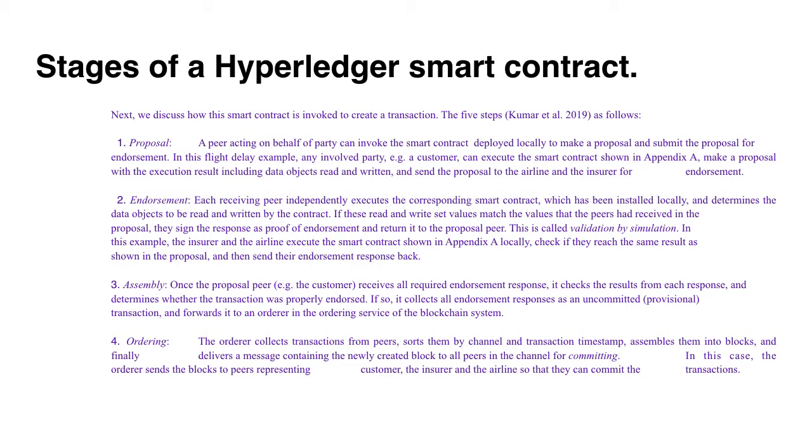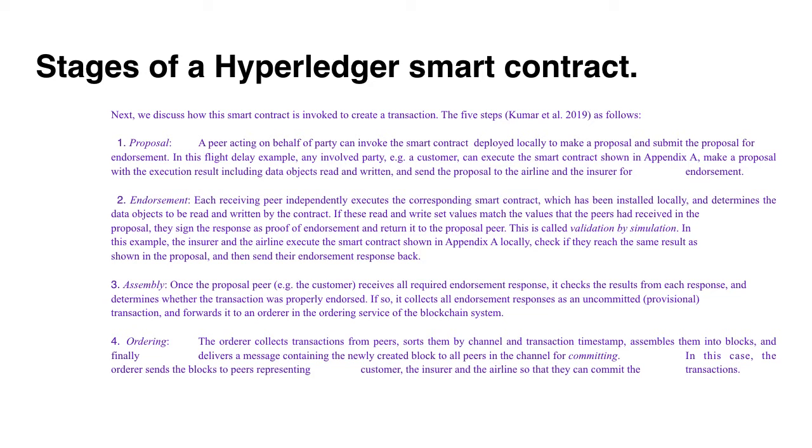The first stage is proposal. Here a peer acting on behalf of the party can invoke the smart contract deployed locally to make a proposal and submit the proposal for endorsement. So in the flight delay example, any involved party, for example a customer, can execute the smart contract shown and make a proposal with the execution result including the data objects read and written, and send the proposal to the airline and the insurer for the endorsement.